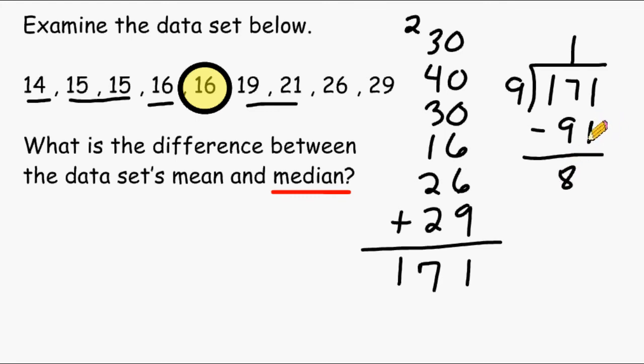And then we bring down the next digit, which is a 1, and we divide 9 into 81, which fits in exactly 9 times. So we know that the mean is 19. We know that the median is 16. So the difference between the two numbers would be 3.